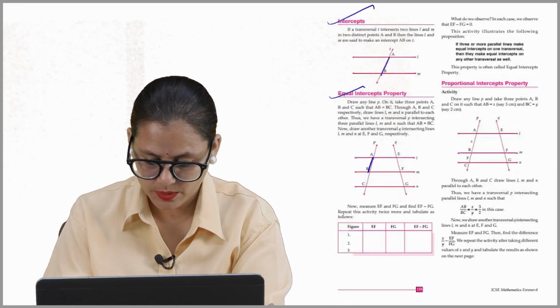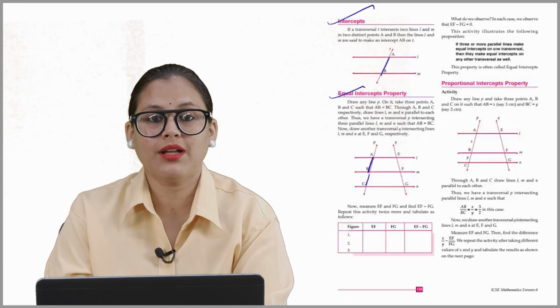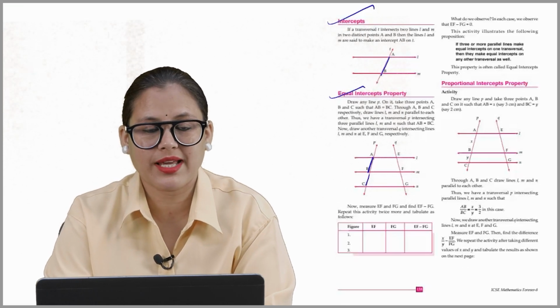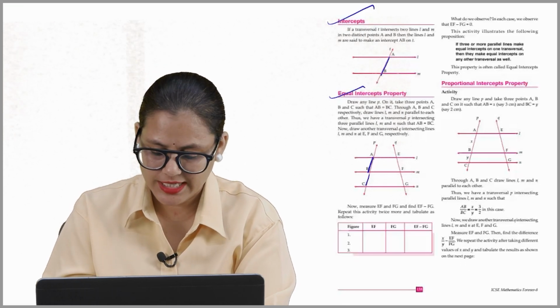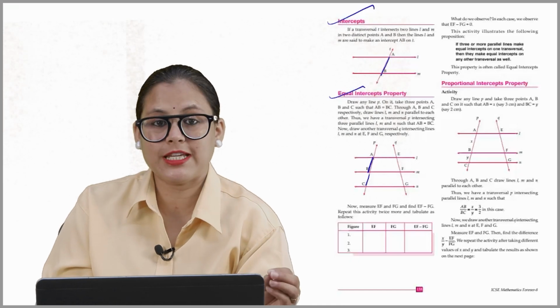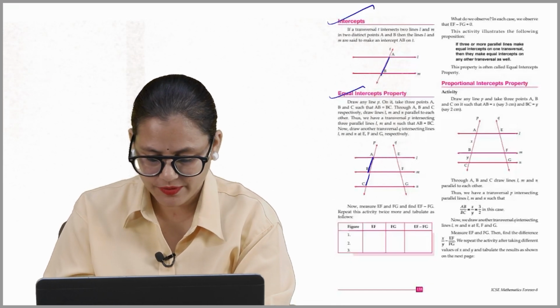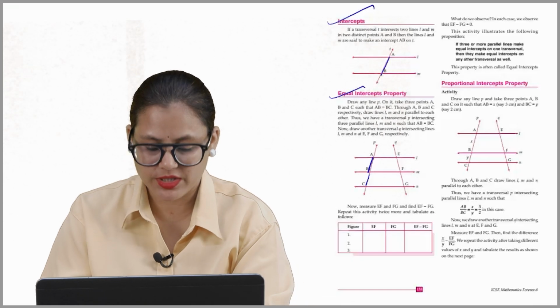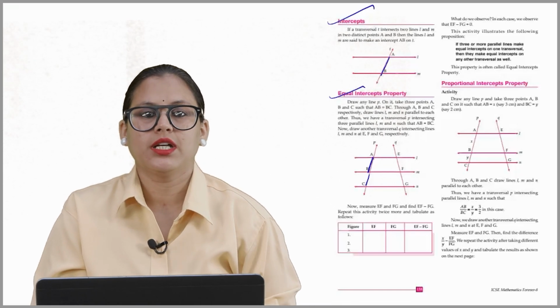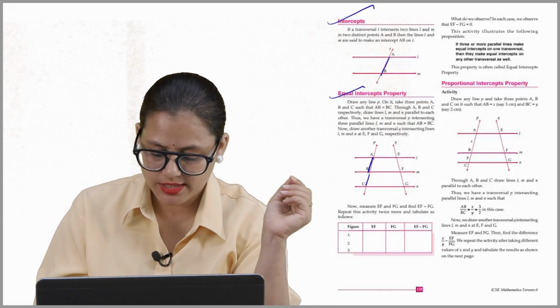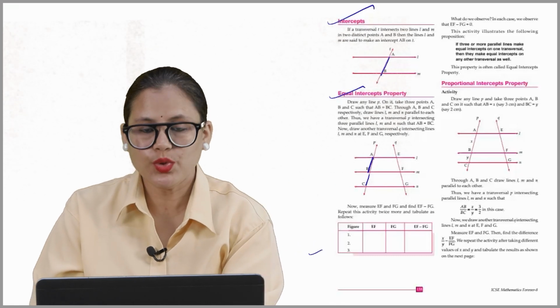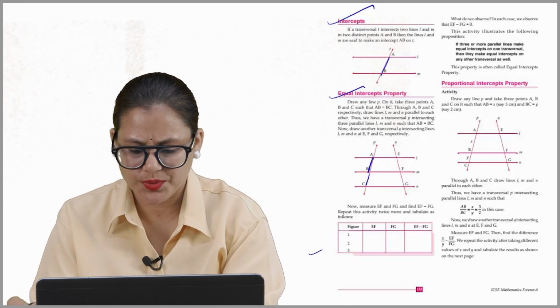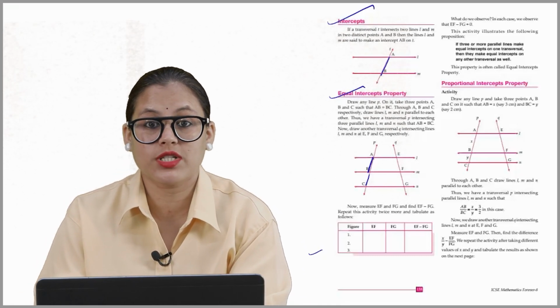BC. Now, draw another transversal Q intersecting lines L, M and N at E, F and G. So, now measure EF and FG. EF minus FG. Now, repeat this activity twice more and tabulate as follows. So, what do you observe? In each case, we observe that EF minus FG is equal to 0.